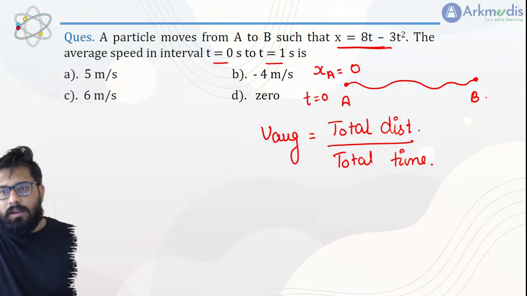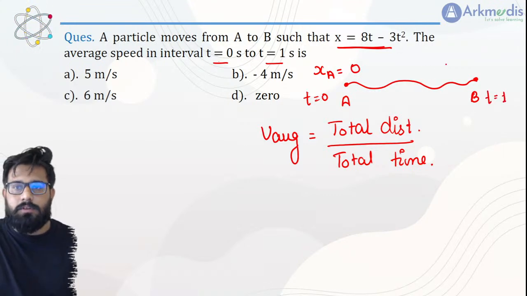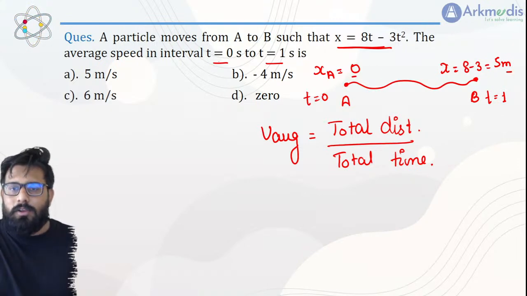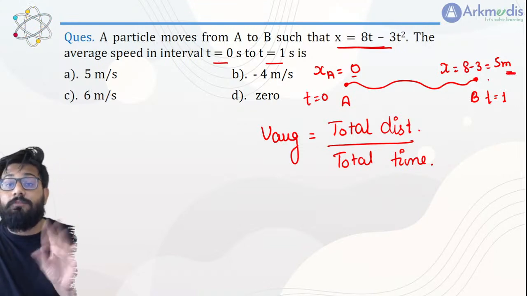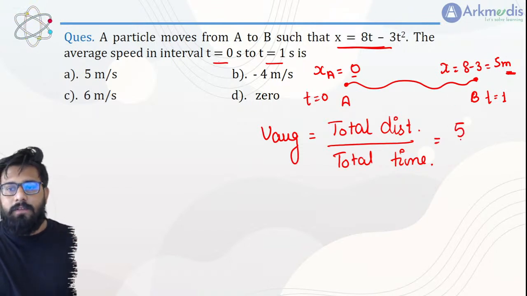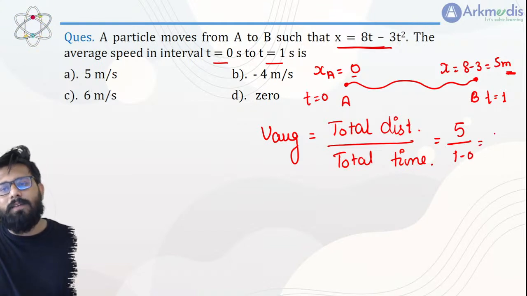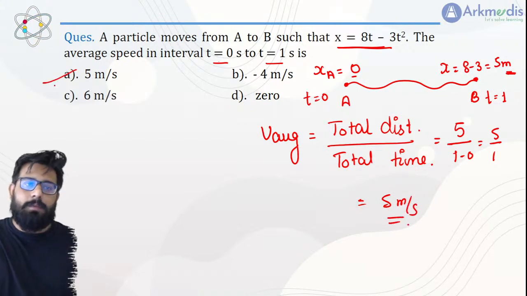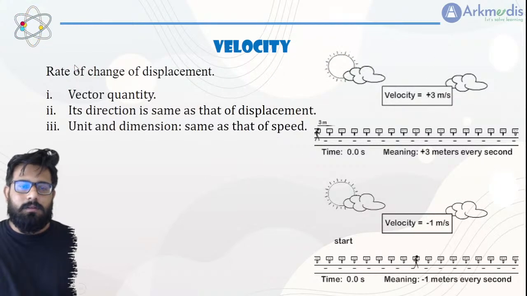If you put t equals 1 in this equation, what you will get? 8 minus 3, it comes out to be 5 meters. So this will be your 0 and this will be your final 5 meters. You are starting from this and moving to this, and while moving from A to B you cover a distance of 5 meters. So total distance is 5 upon total time. How much time are you taking? Time interval 1 minus 0, it's simply 1. So 5 by 1 is 5 meter per second. You have the final average speed as 5 meter per second, which is option number A. Okay, sir. Thank you very much.